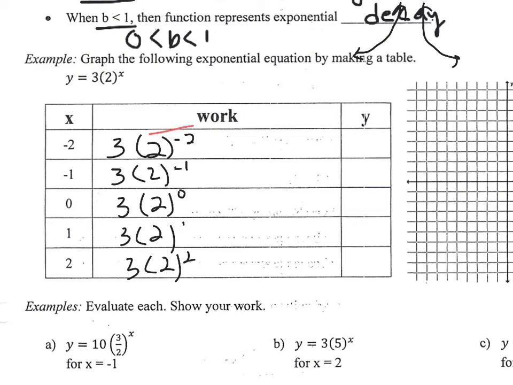So this is going to be 3 times 2 to the negative 2, which is 1 over 2 squared, which is 1/4. So this part is 1/4. So 3 times 1/4 is 3/4. This is going to be 3 times 2 to the negative 1, which is 1 over 2 to the 1. Because it's the negative exponent, you need to move it. So this is 3 times 1/2, so it's going to be 3/2.